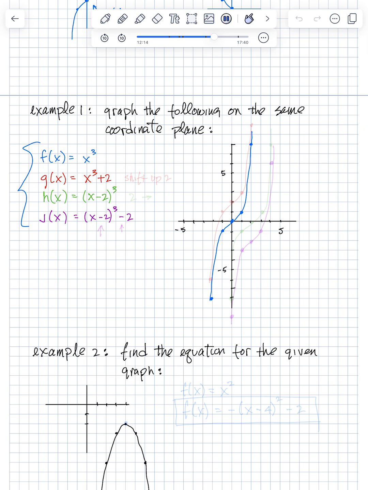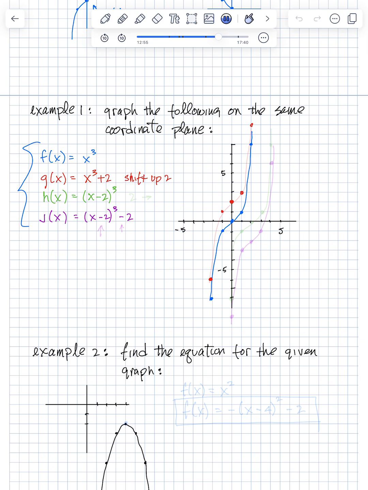So now we're going to do g of x. g of x is equal to x cubed plus 2. Well, we know we're going to shift this up 2 places. So we take every blue point and we shift it up 2 places. And on the left-hand side, we're still shifting everything up 2 places.